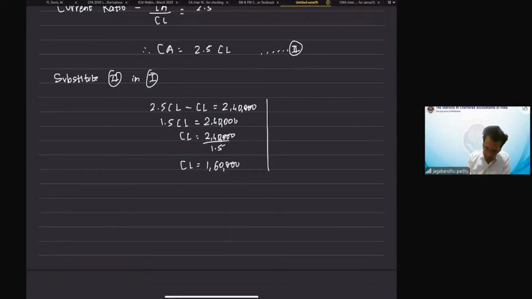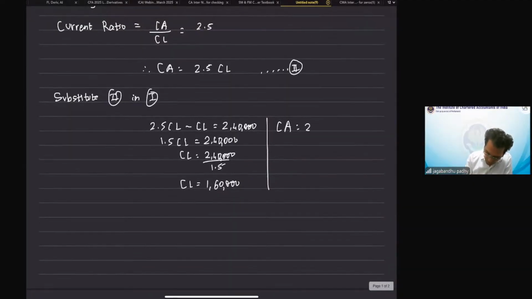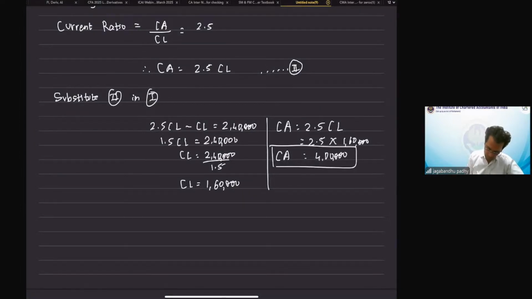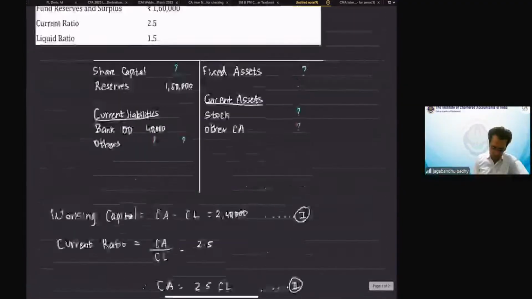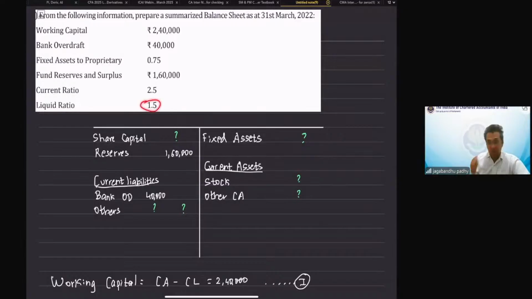This simply implies current asset. Anyways, it was 2.5 times of current liability. That's 2.5 into 1,60,000. How much is this? What is the value of current asset? 4 lakh. We got current asset. We got current liability. Current asset is 4 lakh. Current liability is 1,60,000. The next ratio that we will use is liquid ratio.